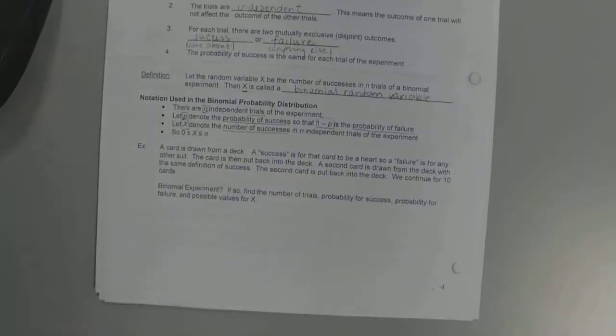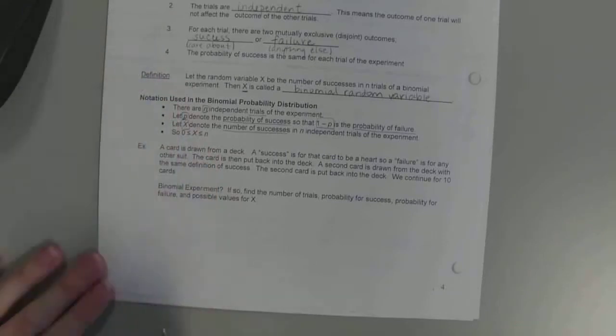A second card is drawn from the deck with the same definition of success. Did you get a heart or not? The second card is put back and so forth. We do this 10 times. The question is, is this a binomial experiment? Yes or no? If so, what is the number of trials, the probability of success, and so forth?